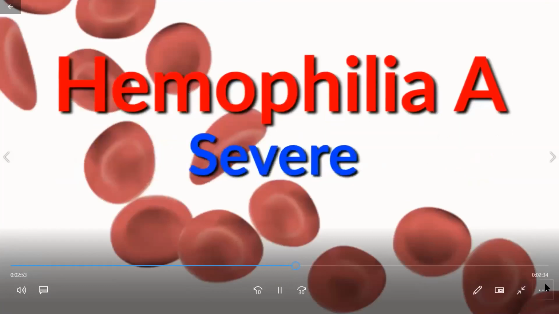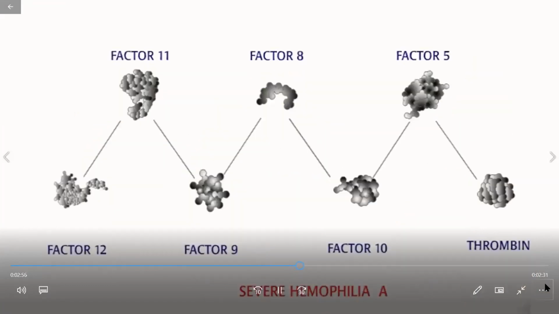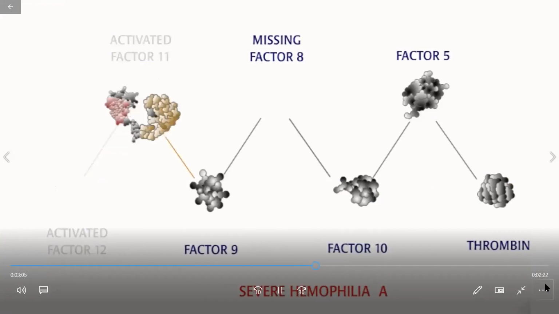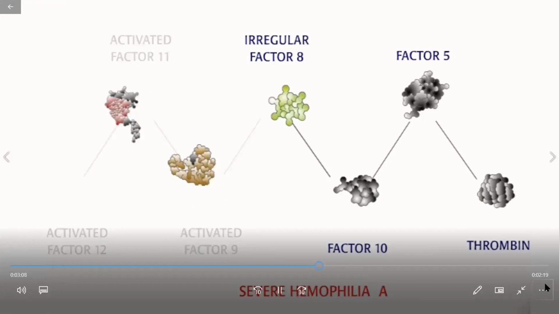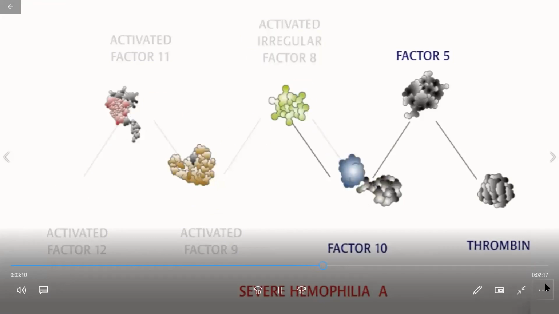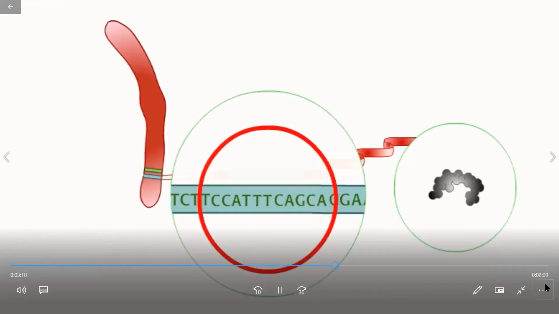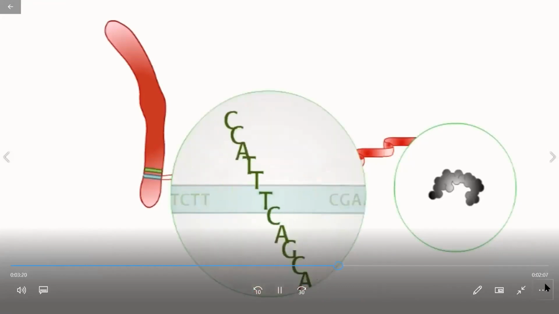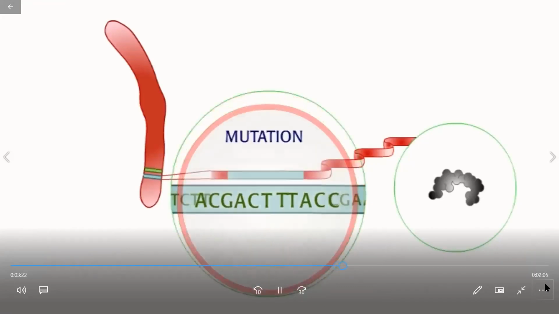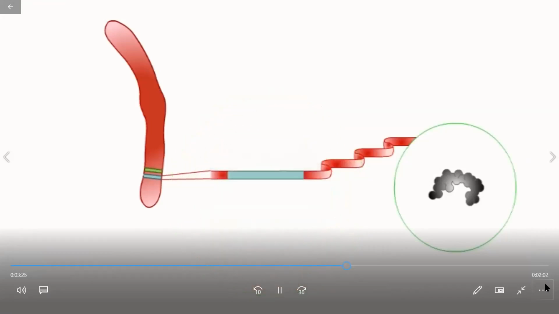Severe hemophilia A: in people with severe hemophilia A, factor 8 is usually absent, and the clotting cascade comes to a complete halt. Factor activity is less than 1% of normal. People with severe hemophilia A bleed spontaneously and can bleed for days after minor injuries. Factor 8 is not present because their gene contains a much bigger mutation, like an inversion, that completely garbles the instructions for the protein. No factor 8 can be produced from a garbled gene.